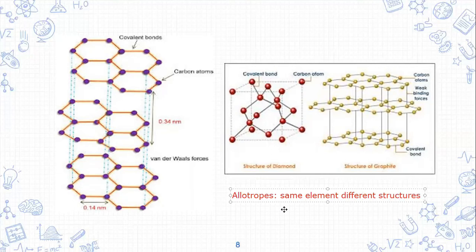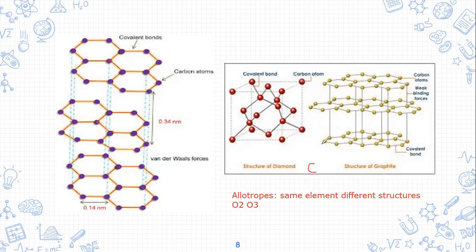For example, oxygen, O2, and O3, ozone. They both have the same element, but they have different structure. So they are both known as allotropes. If I talk about graphite and diamond, they are also allotropes because they have the same element, that is carbon, and they are in different structural forms. That is why they are known as allotropes.